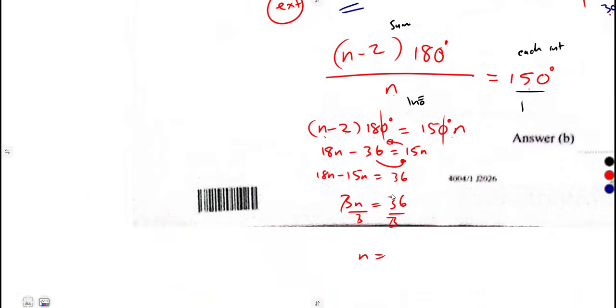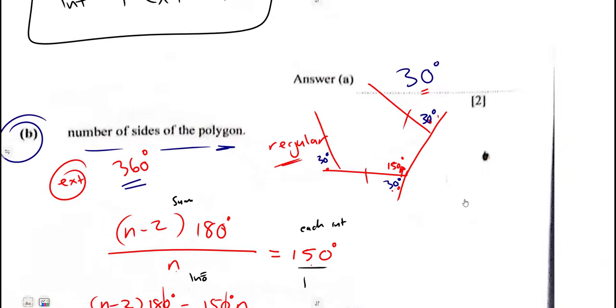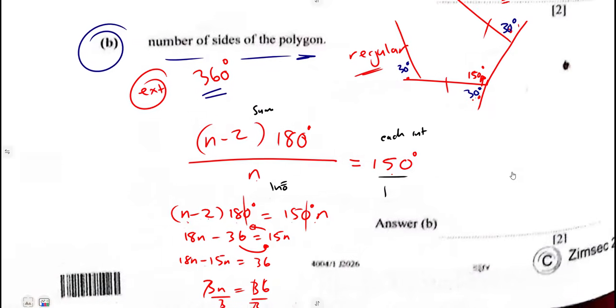So there are many ways that you can actually play around. That is 12 sides. So many ways. It was just a matter of playing around with what you're given.